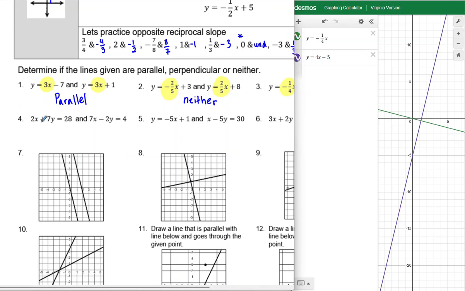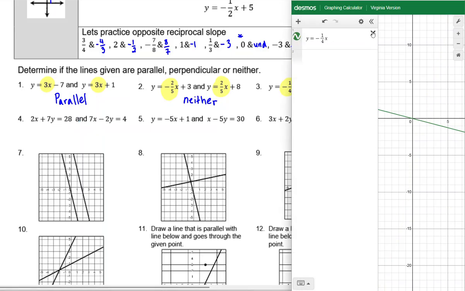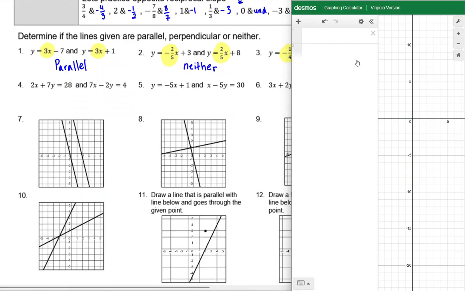So for number 4, they are not written in slope-intercept form. So either we could change it to slope-intercept form and then check, or we can just graph it. I will do both, but I'll do the easier one first, which is graphing. If you want to just skip ahead, you can, but I'll do the rest on paper. But anyway, here's the first one.